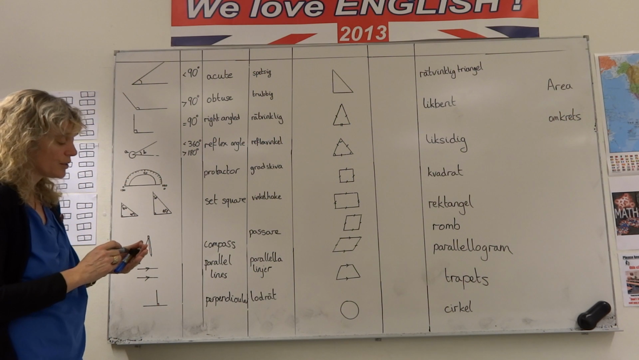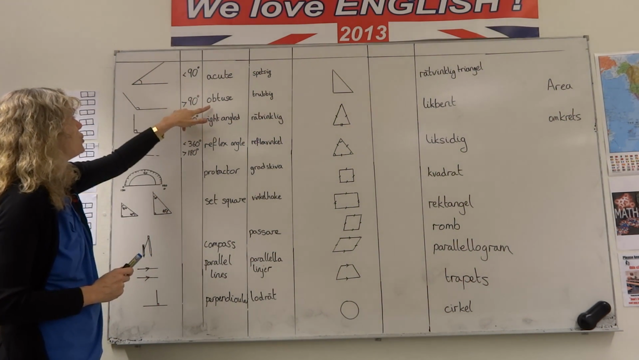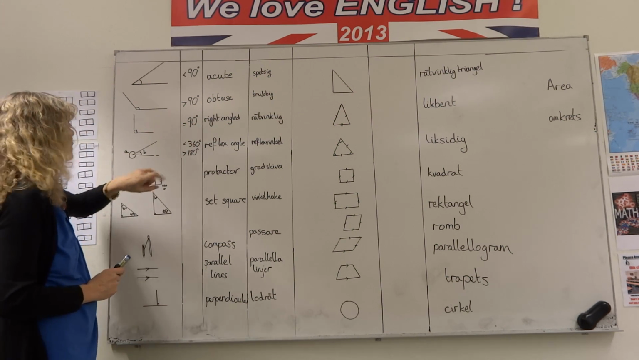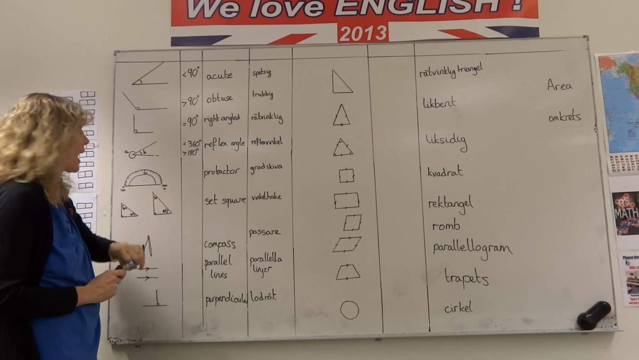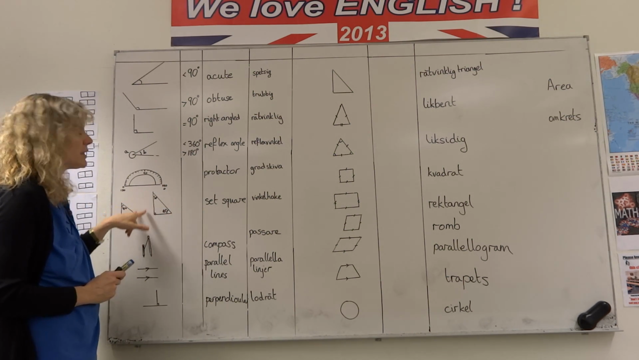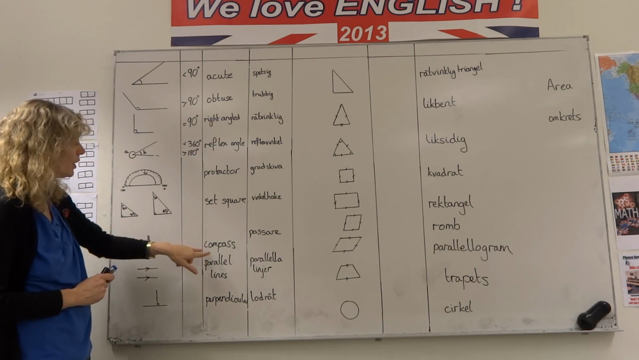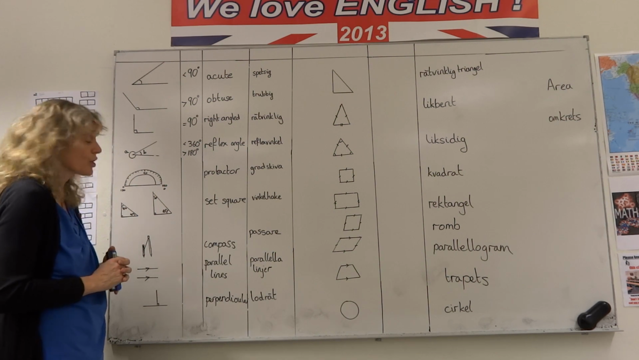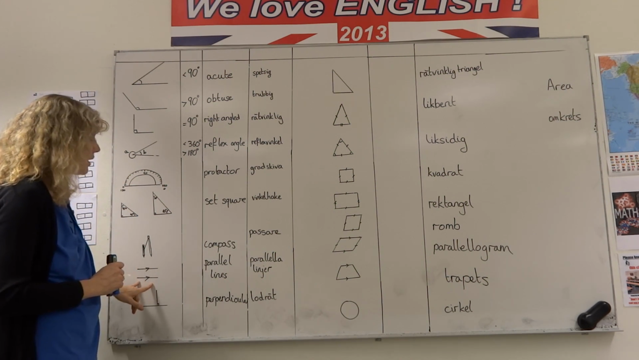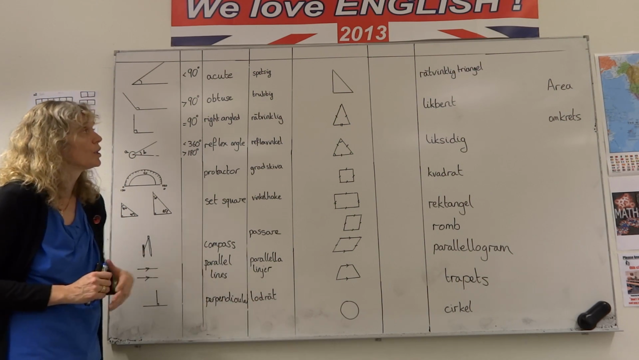So these are the terms we would use in English geometry. An acute angle, an obtuse angle, a right angled, a reflex angle. We'd use a protractor to measure angles. We'd use a set square to get exactly a 30, 60, 45 or 90 degree angle. We'd use a compass to make a circle or do any other sort of construction in geometry. Parallel lines is almost the same, and a perpendicular line is what you would call lodrätt.